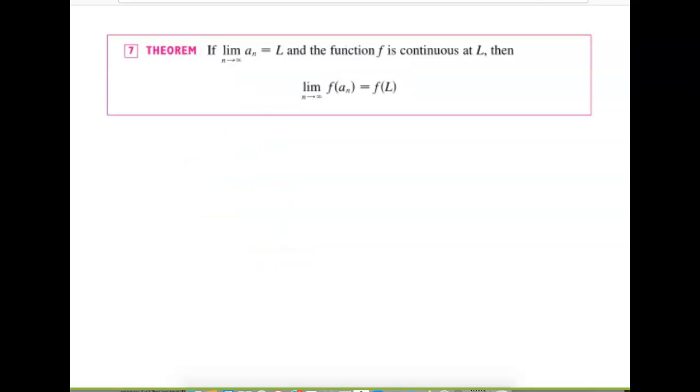All right. Another one: if the limit of a sequence as n approaches infinity is L, and the function f is continuous at L, then the limit of the function of the sequence is equal to f of L. This sounds weird, but it'll make sense in the context of the next example, I believe.